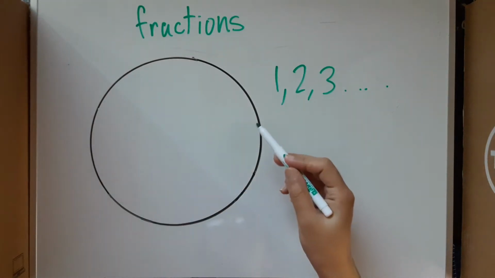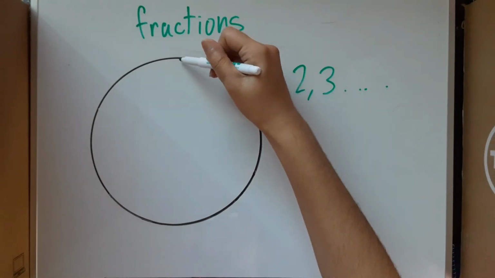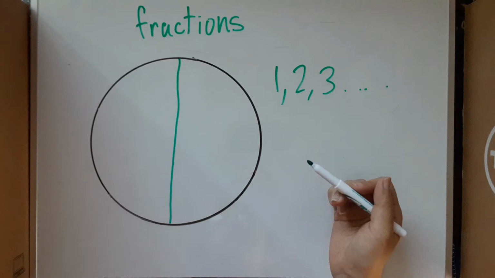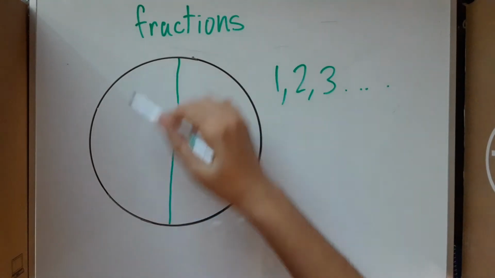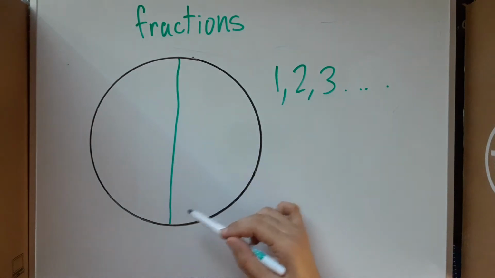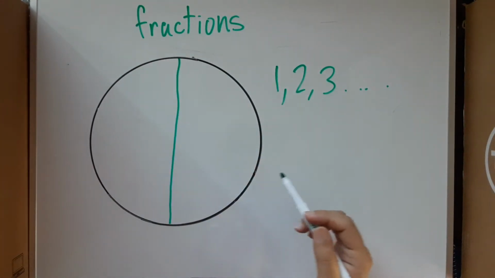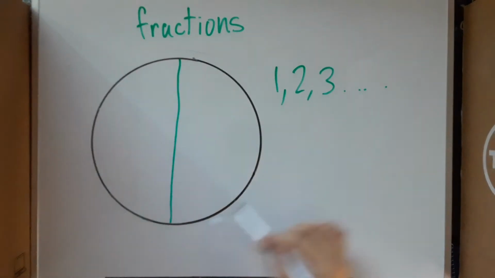We can count this as one circle. But if we cut it into two parts, we can say that there are two halves. This would be one half of the circle, and this would be another half of the circle. So as we can see, this would be a fraction of the whole circle.